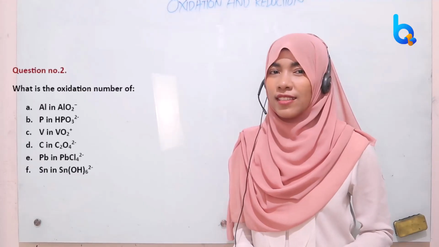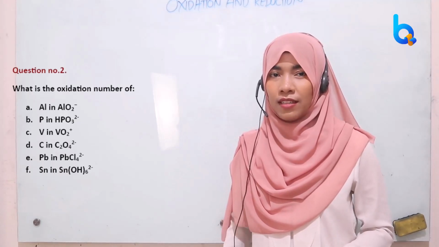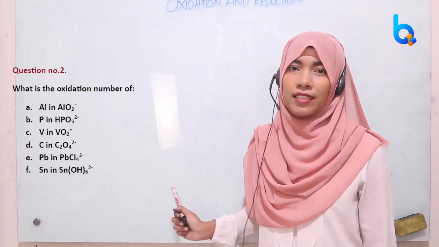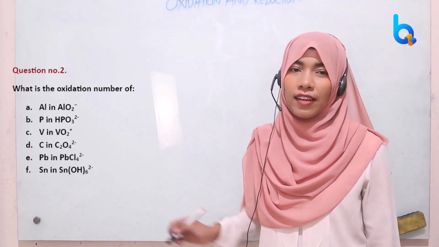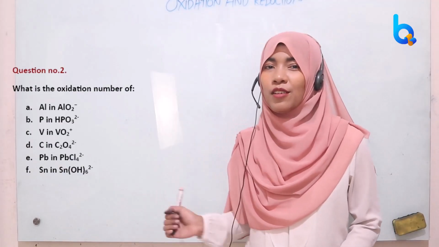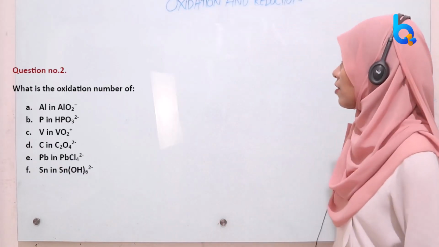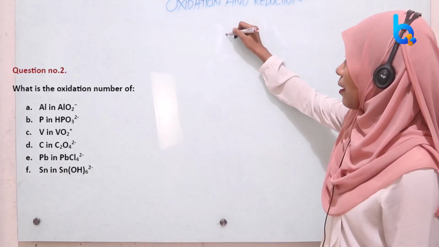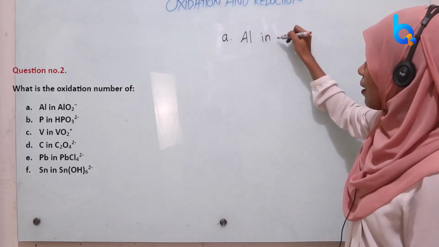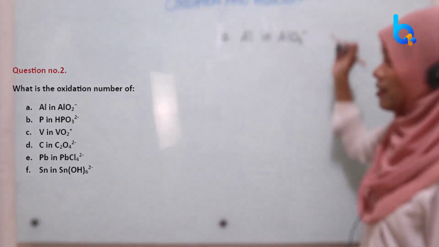Okay, everyone, so let's continue to the next question, question number 1. We have to define the oxidation number of certain elements in an ionic compound. Before it was neutral compounds, now in ionic compounds. So let us discuss part A. We have Al in AlO2 minus.